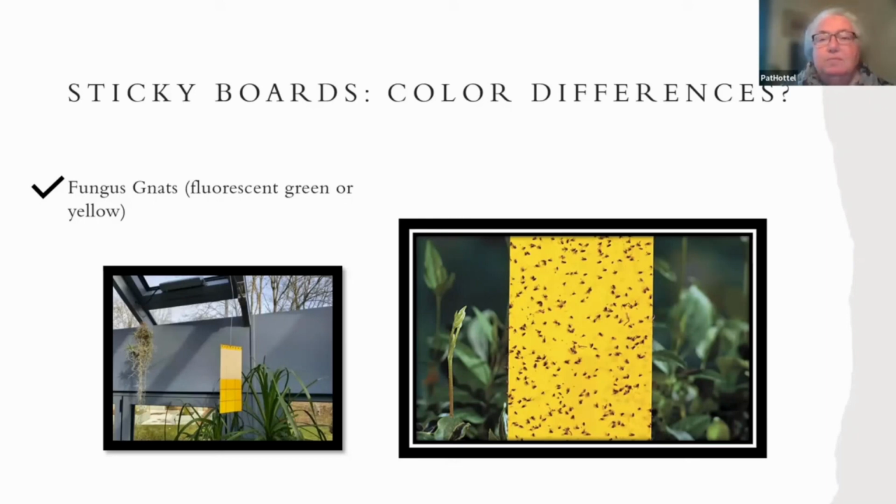Sticky boards: there are some flies that will be attracted to sticky boards, and fungus gnats, both in the fluorescent green color or bright yellow, can be highly attracted. And so they're used in greenhouses, but can be useful elsewhere. Again, you can use light traps, but colored boards are also very effective for fungus gnats. For houseflies, sometimes sticky boards, or think about fly paper, not just boards, but fly paper can be an effective tool for monitoring houseflies as well.